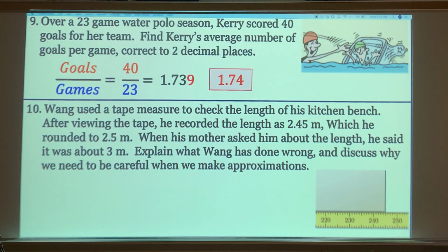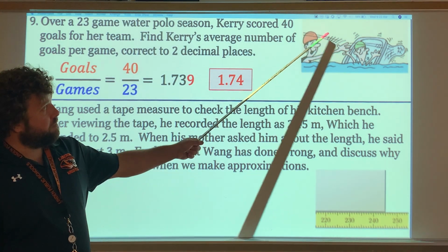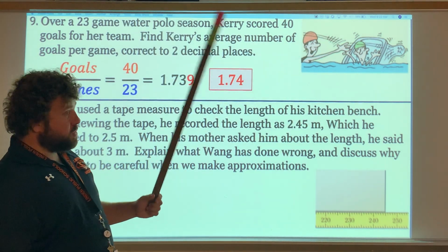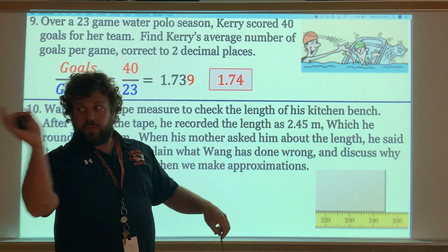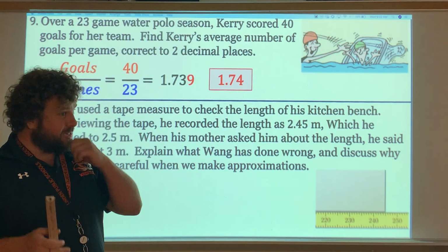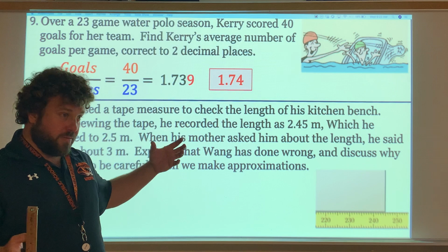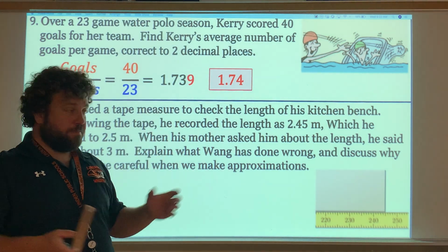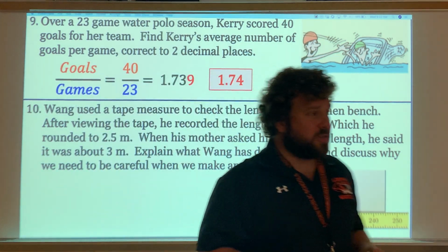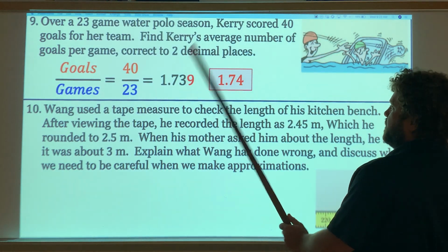Carrie's pretty good. I think that's pretty impressive. Look at that. Water polo, in case you don't know, is when you're swimming in a pool and you have a ball and you throw it in a goal in the pool. So it's kind of like soccer, but you use your hands instead of your feet, and you swim instead of run. It's an interesting Olympic sport. All right, oops, sorry, next one.